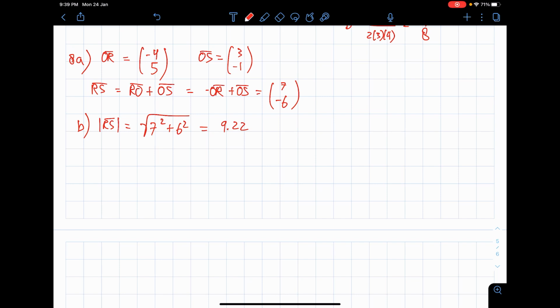Next, part 2. They let you know the position vector of T, so to speak, vector OT. If they tell you position vector, therefore you need to write down as O something. And then the length of ST is actually 10. Find the possible values of K.